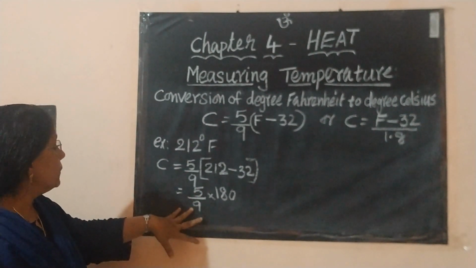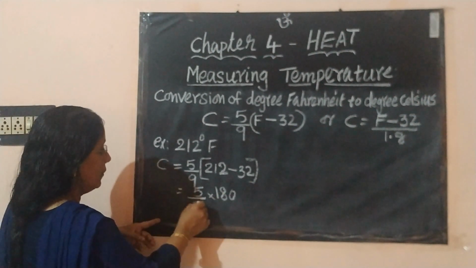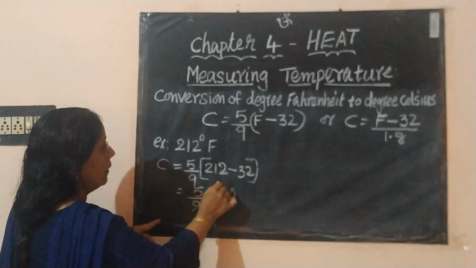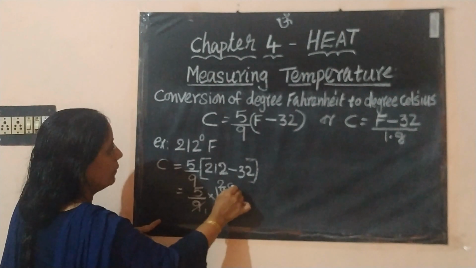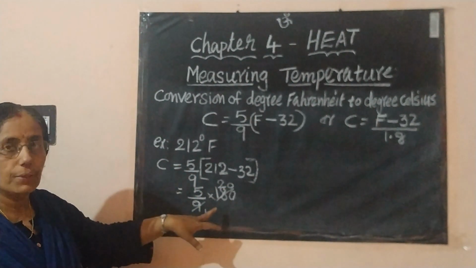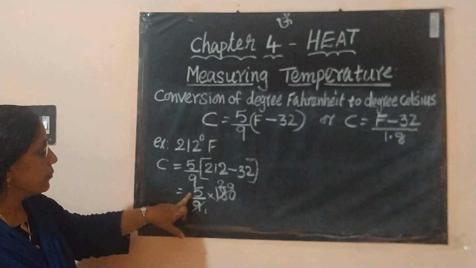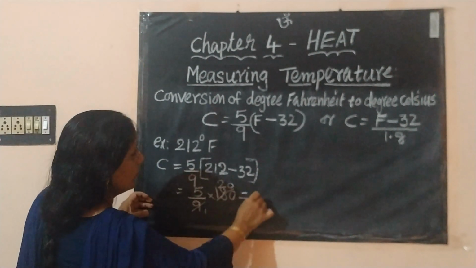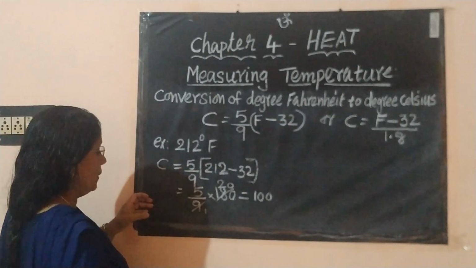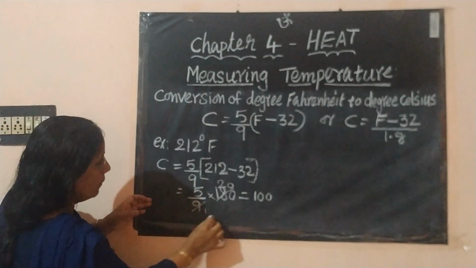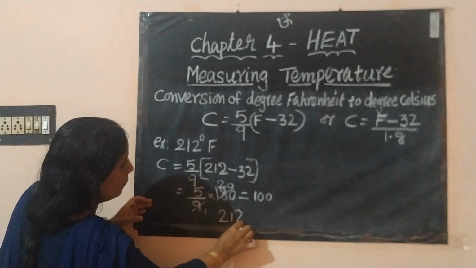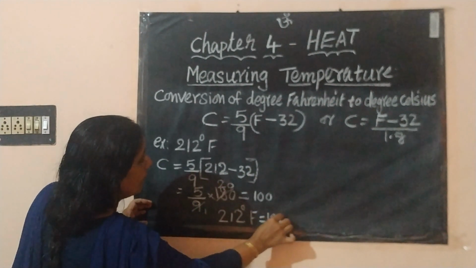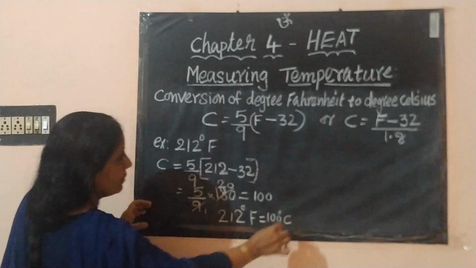Now this 9 and 180, we can do the cancellation method. 9 1s are 9, and here 9 2s are 18, therefore it will be 20. Now what is left? 5 multiplied by 20. 5 20s are 100. It means that 212 degree Fahrenheit is equal to 100 degree Celsius.